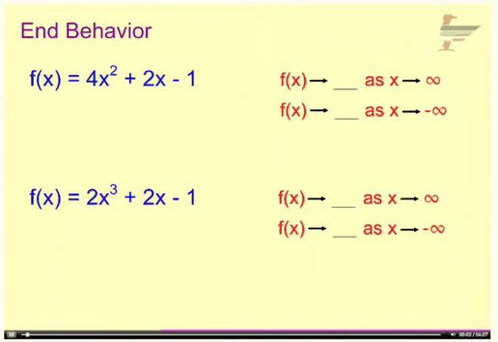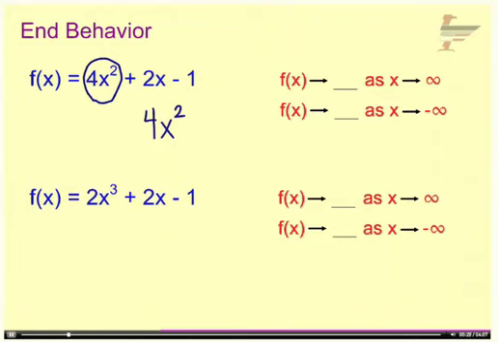Polynomials, without having to graph it, we can describe what's going to happen on the right side and the left side of our graph. So we can describe the end behavior for every polynomial. So our first example up here, first make sure we're in standard form. Our exponents are in descending order, so we're okay. And we are going to take our leading term, this 4x squared. We're going to be able to tell everything from that one term.